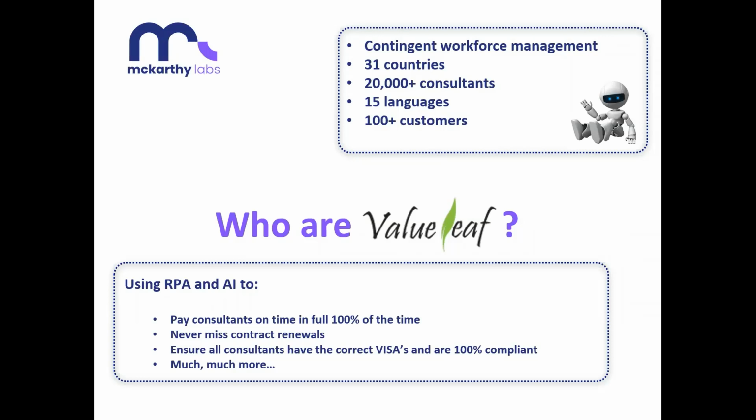And all of this stuff is done using RPA and AI, which means Value Leaf as a business can offer a solution that guarantees that level of accuracy, whereas a lot of the competitors who are doing things manually can't guarantee that.